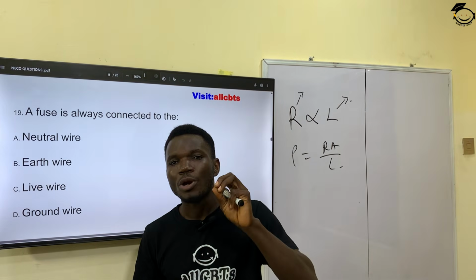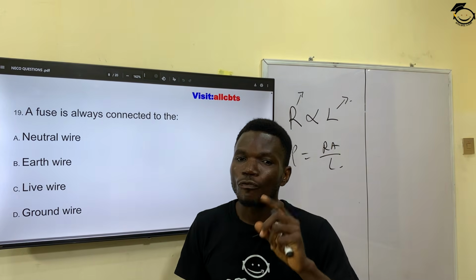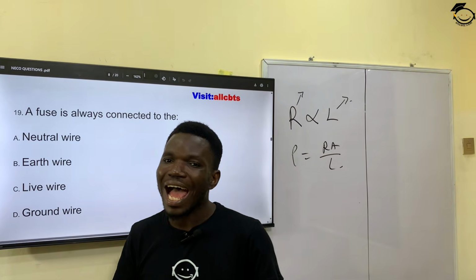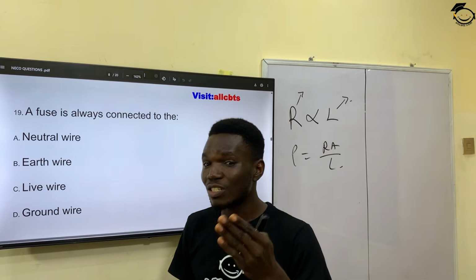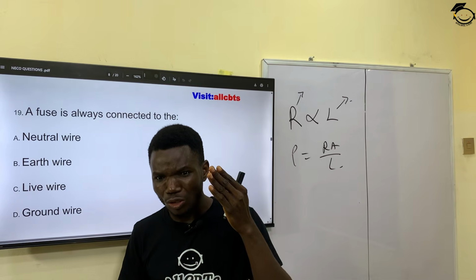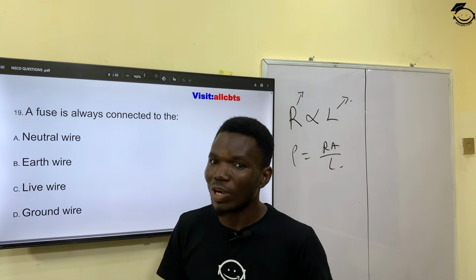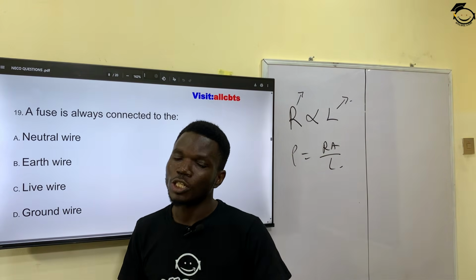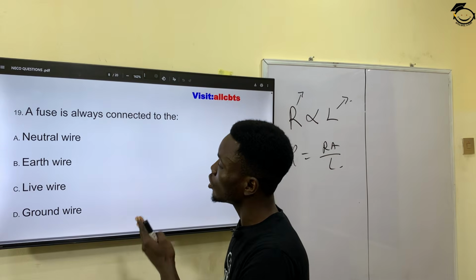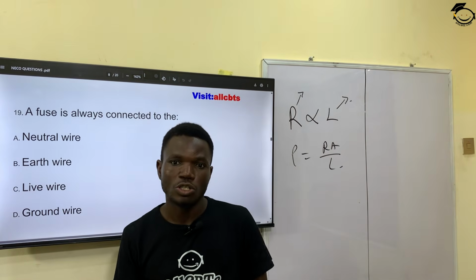Please note that when you are doing your wiring, your fuse must be connected to the live wire, because the essence of the fuse is to break the current when there is an overcharge of voltage within the circuit. So it is always connected to the live wire, which is option C.